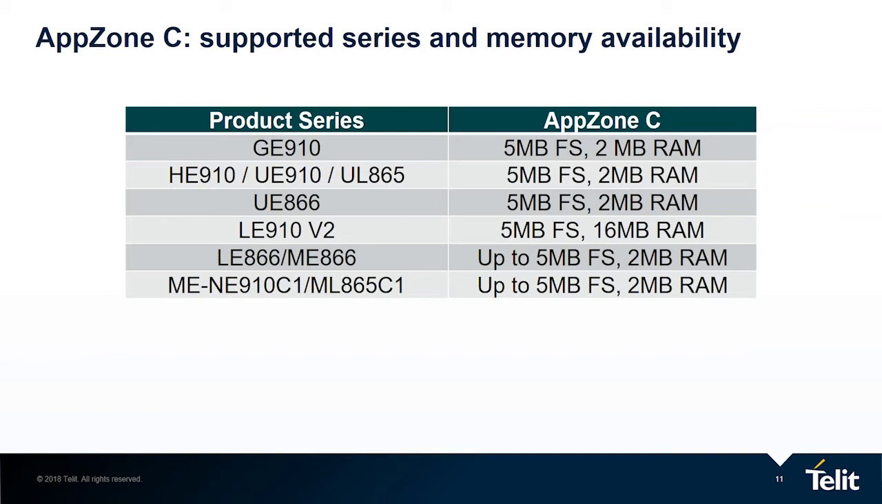On the right-hand side, you see the memory available for the customer and the customer application. So typically, we have 5 megabytes for the file system, where you can store first of all the application, but also other files that might be configuration files or other data, and 2 megabytes of RAM.